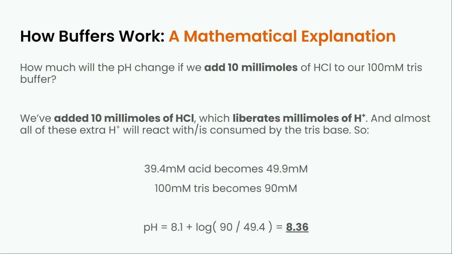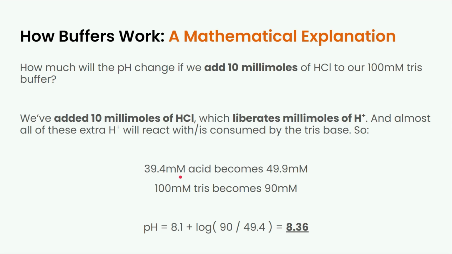So how much would the pH change if we added 10 millimoles of HCl to our 100 millimolar tris buffer? Well, if we add 10 millimoles of HCl, it will liberate exactly 10 millimoles of protons because it's a strong acid, as we said earlier. And almost all of these extra protons will react with, be consumed by, the tris base. I can explain why, we can assume that at the end if people so wish.